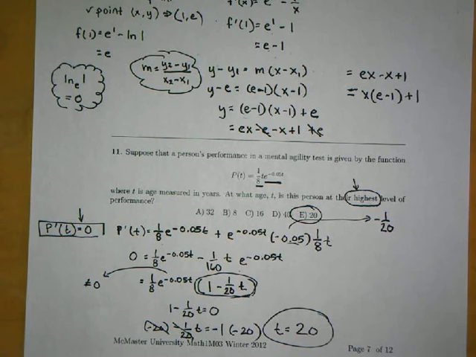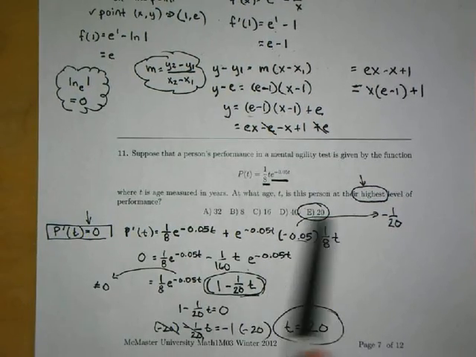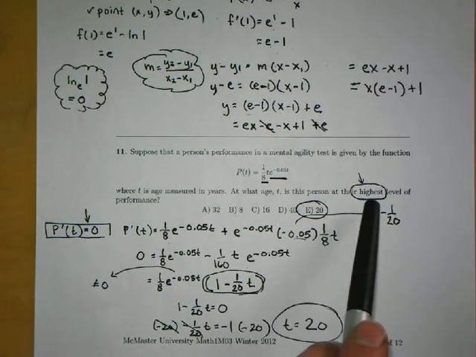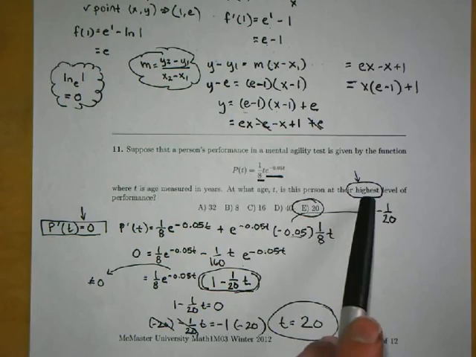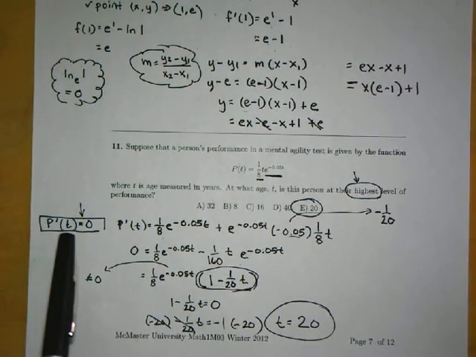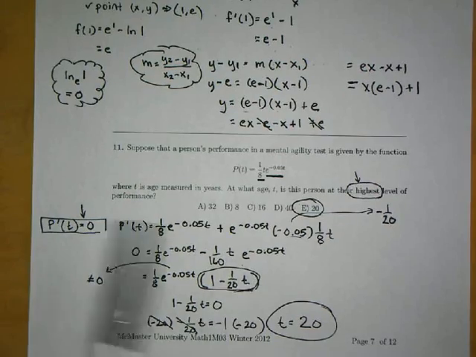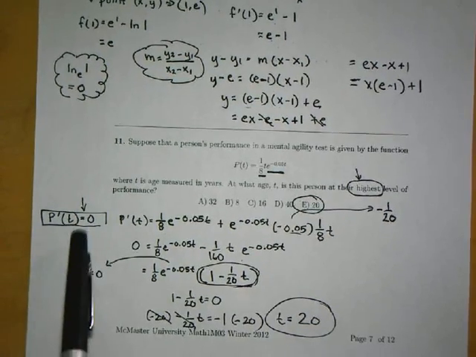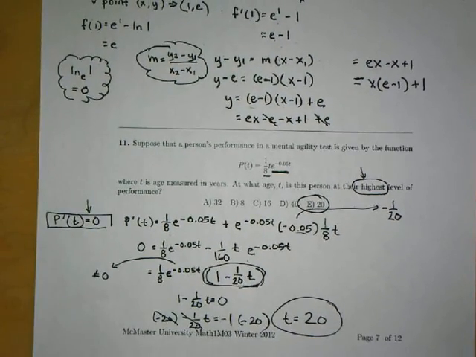Tough question. Again, the derivative was tough because of the product rule. It's testing your understanding of the product rule, but it's also testing your understanding that to find the optimal value for a function, you have to find the critical points by setting the derivative equal to 0 and solving. So optimal values are found at critical points, which is where the derivative is equal to 0.